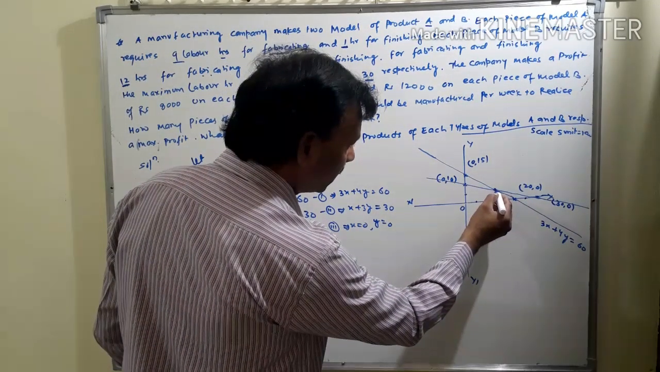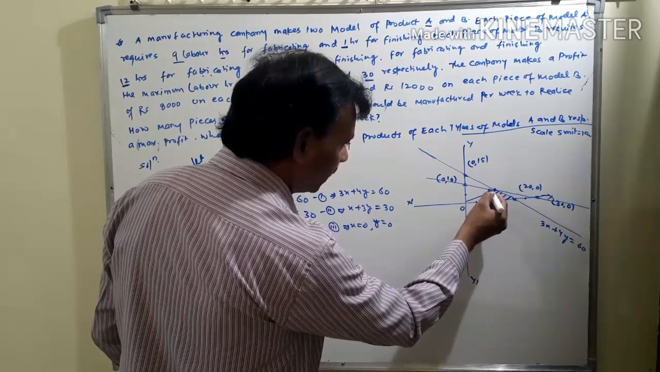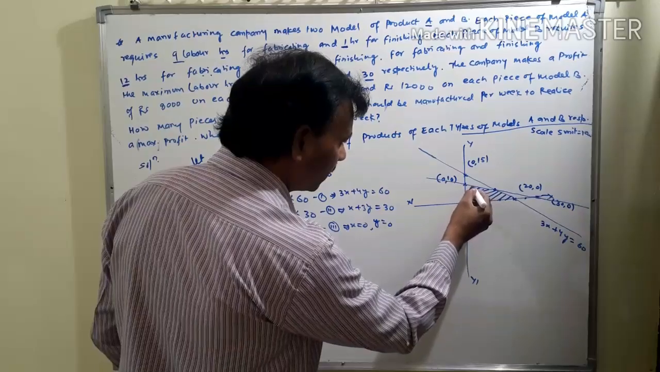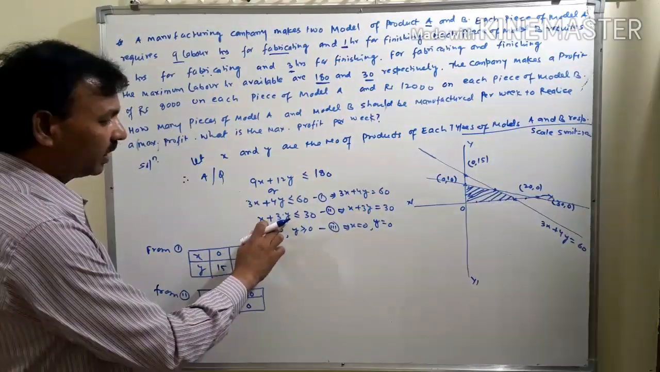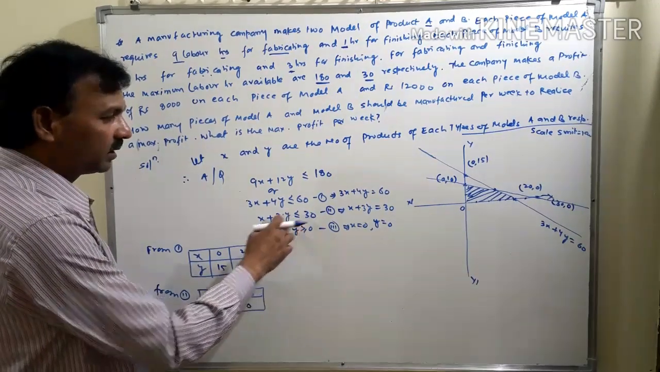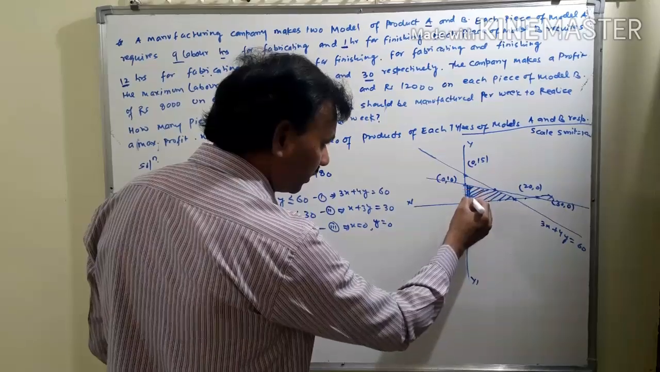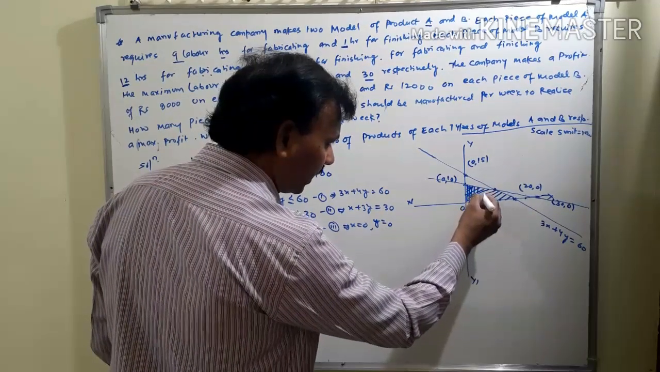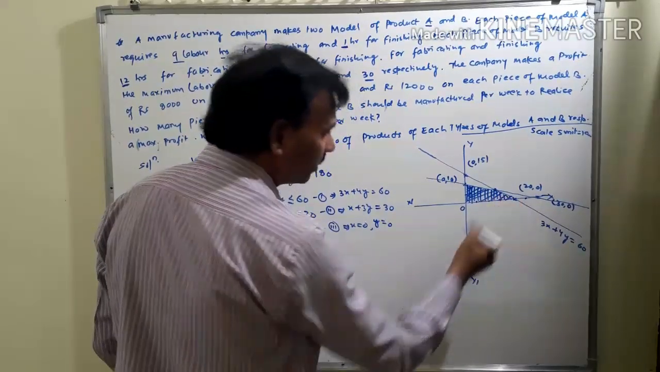That means the shaded region will be on the lower side of this line, towards the origin. And in this one, 0 plus 0 less than or equal to 30 is also true. So towards the origin, this will be the shaded region.